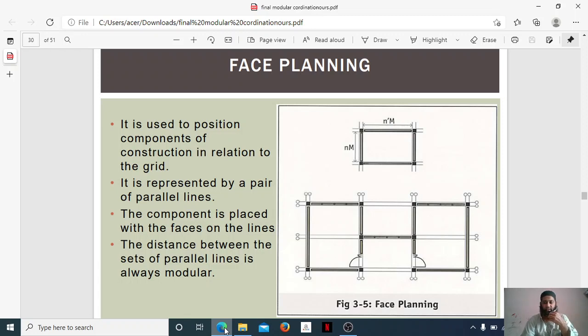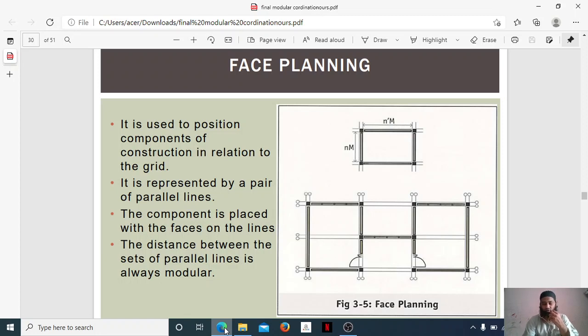As I had told you, we plan everything in a grid. Everything is planned in a grid. Even those grids and the lines have been specified. What are the sizes of those lines and the grids? Everything has been specified perfectly. So let us see what is phase planning. It is used to position components of construction in relation to the grid.